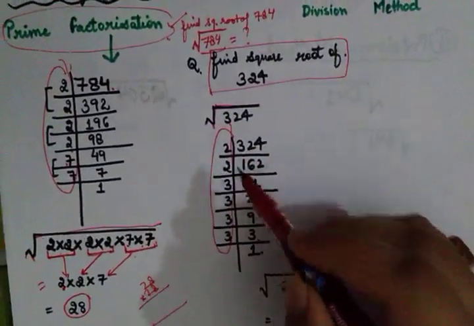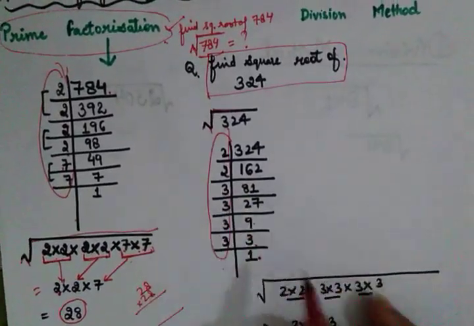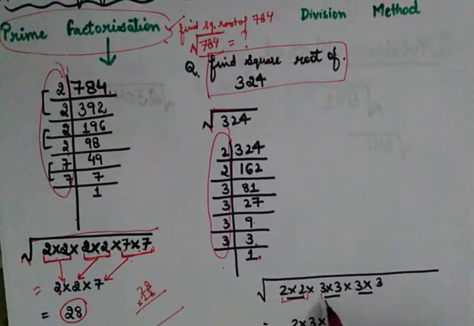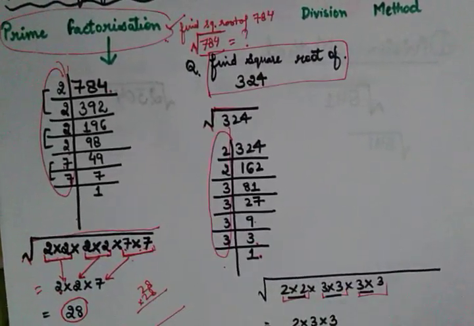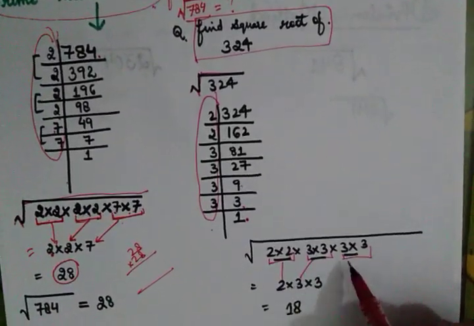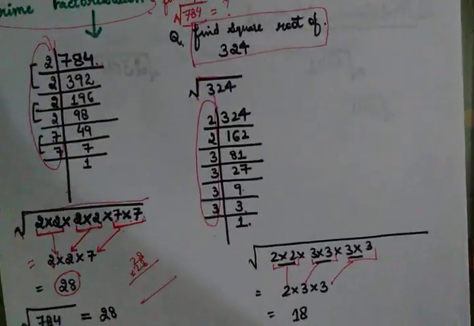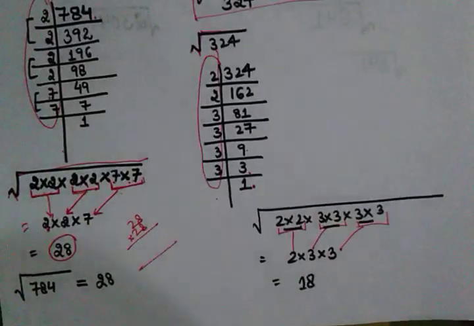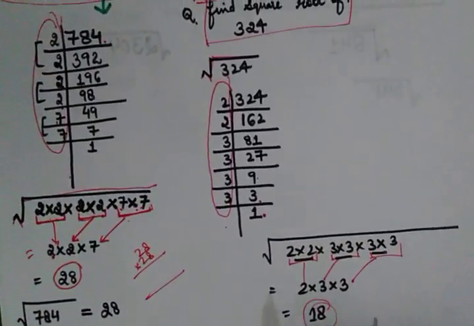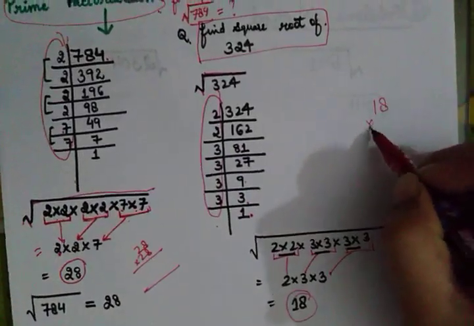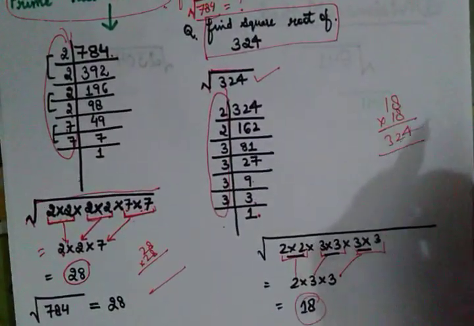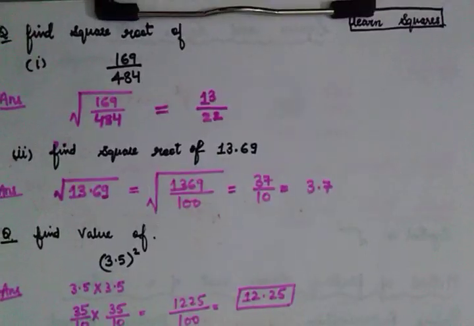So there were two 2s written and there were four 3s written. Make their pairs. This is the first pair, this is the second pair, this is the third pair. From every pair take out one number. One from here, one from here, one from here. And then 2 into 3 into 3, obviously 18. And again, if you want to check your answer, 18 multiplied by 18 should definitely come to 324, and you can cross-check your answer.